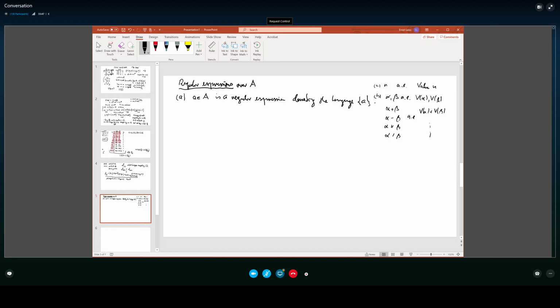And so the same thing is going to happen when we're doing regular expressions. So any letter in the alphabet is a regular expression denoting the language that just consists of that letter. Epsilon is a regular expression.